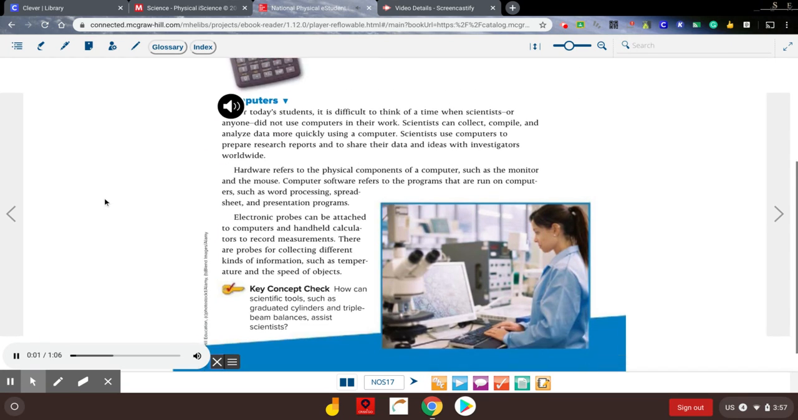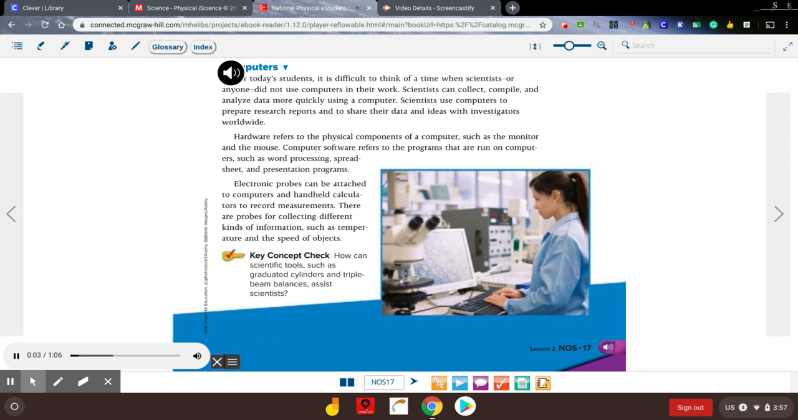Computers. For today's students, it is difficult to think of a time when scientists or anyone did not use computers in their work. Scientists can collect, compile, and analyze data more quickly using a computer. Scientists use computers to prepare research reports and to share their data and ideas with investigators worldwide.